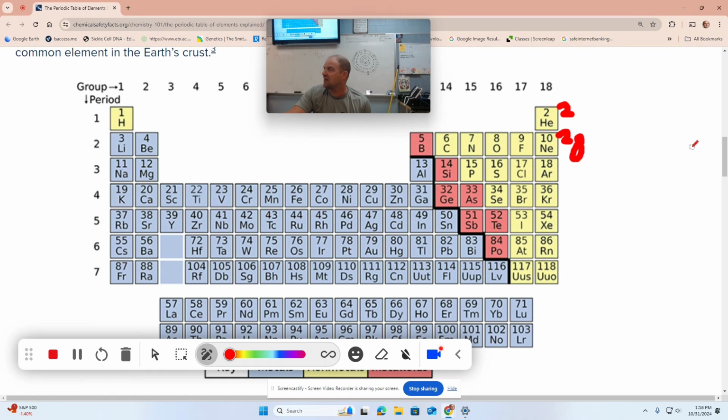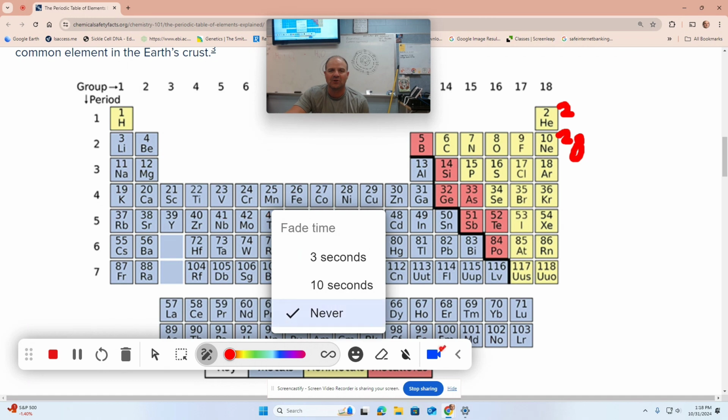Man, I really can't draw with this gigantic marker. Like, it's a pen, but it's huge. Fade timer? No. Whatever. I really wish it had a slide to adjust the size.